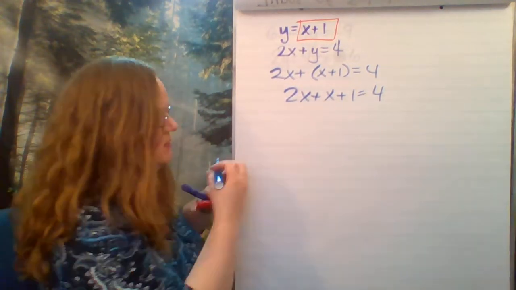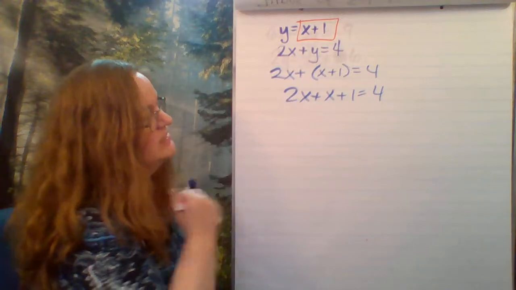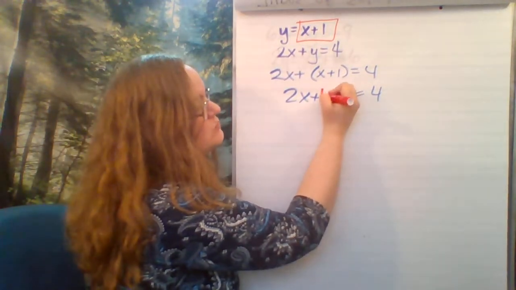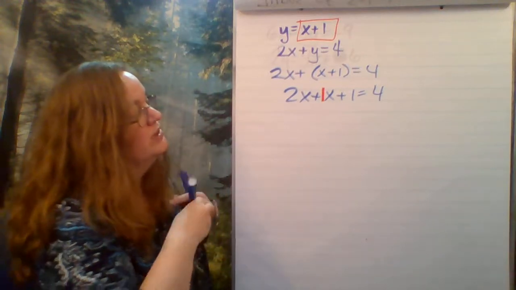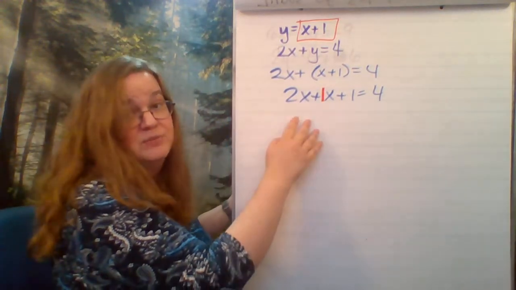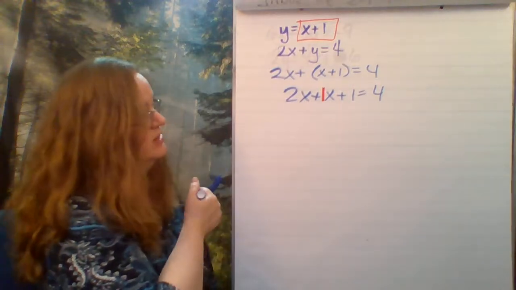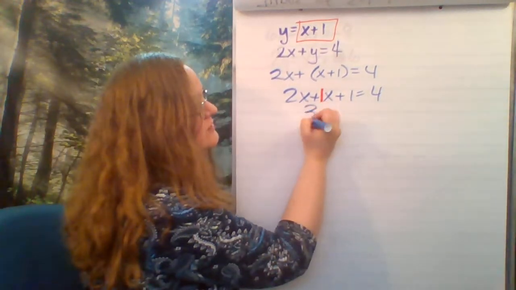Okay? Remember that if the coefficient is not listed, the coefficient is 1 because 1 times that number is not going to change the value. So I have to combine like terms. So 2 x's plus 1 x is 3 x's.